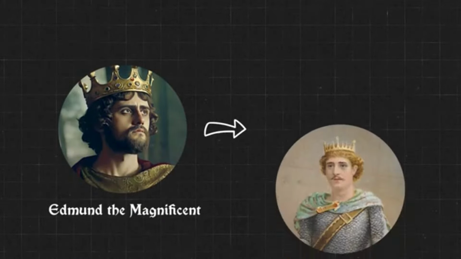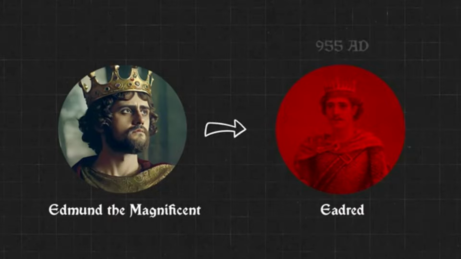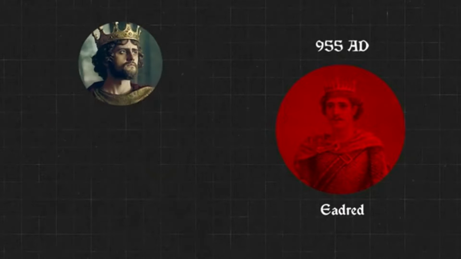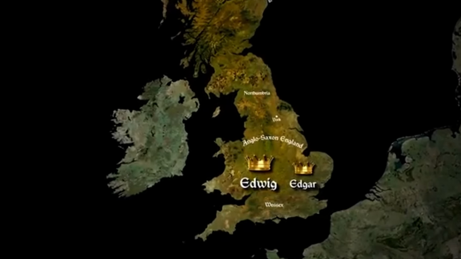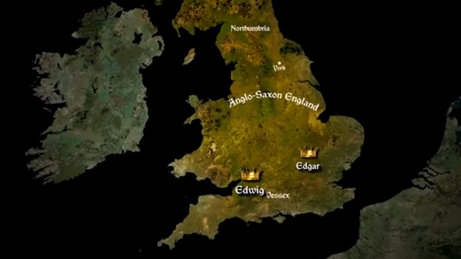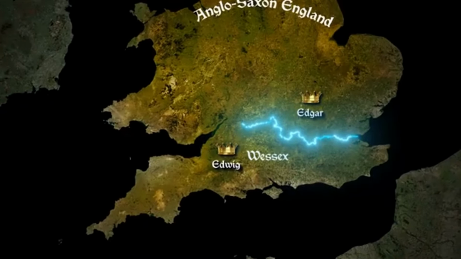Since Edmund's two sons were too young to rule, the burden of the crown fell to Edmund's brother, Edred, who reigned for 9 years before succumbing to an unknown intestinal illness in 955 AD. Edmund's eldest son, Edwig, was now 15 and took the crown as his own. He decided to split the realm between himself and his younger brother Edgar, ruling everything south of the River Thames, while Edgar ruled the north.